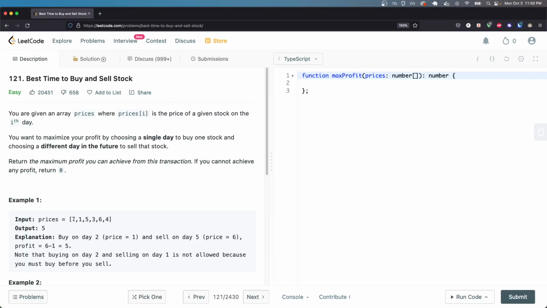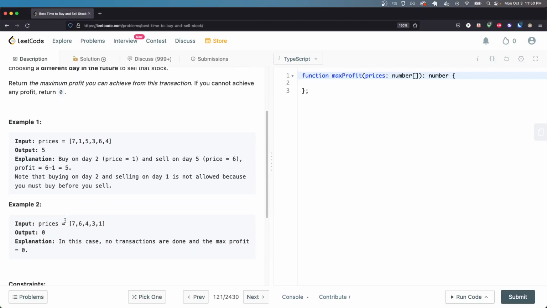Essentially you want to maximize your profit. So you don't want to buy at 7. 1 is a really good price to buy, so you buy at 1. You don't want to sell at 5 because you make 4. You don't want to sell at 3 because you make 2. And you want to sell at 6 because that is when you maximize your profit. You buy for 1, sell for 6, and your total profit is 5, right? Which is 6 minus 1. So that is the gist.